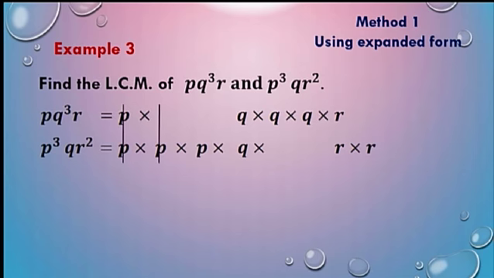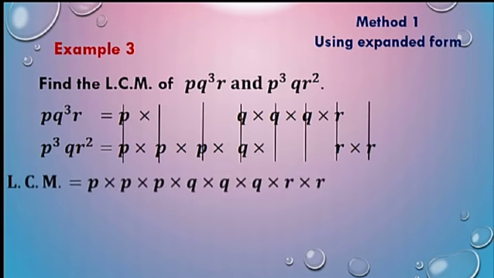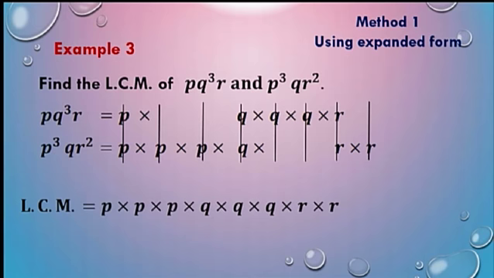Yes, we're going to take one term from each column. So we have the LCM as p times p times p times q times q times q and r times r, which is of course p to the power of 3, q power 3 and r squared.